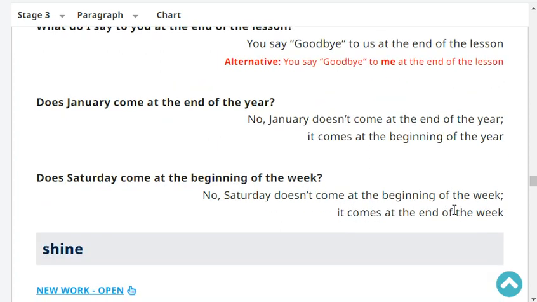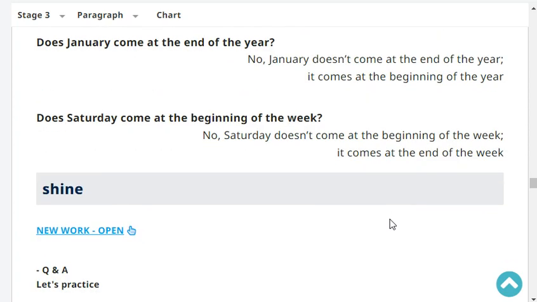Very good. Does January come at the end of the year? No, January doesn't come at the end of the year. It comes at the beginning of the year.